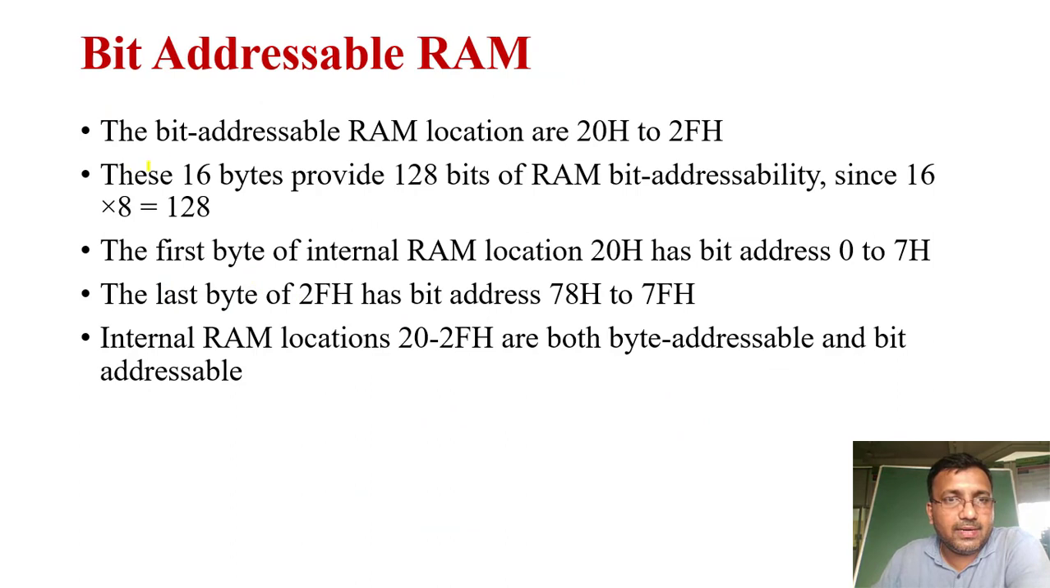Next, bit addressable RAM. We have bit addressable RAM in the microcontroller. 20H to 2FH are the bit addressable memory locations. So 16 bytes provide 128 bits of bit addressable RAM, since 16 times 8 is 128 total bits. The first byte of internal RAM starting at 20H has bit addresses 0 to 7H, and the last byte is 2FH, which has the bit addresses 78H to 7FH. The internal RAM locations 20 to 2FH are byte addressable as well.